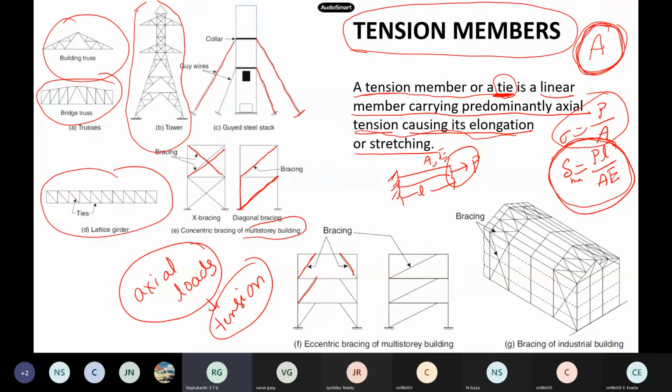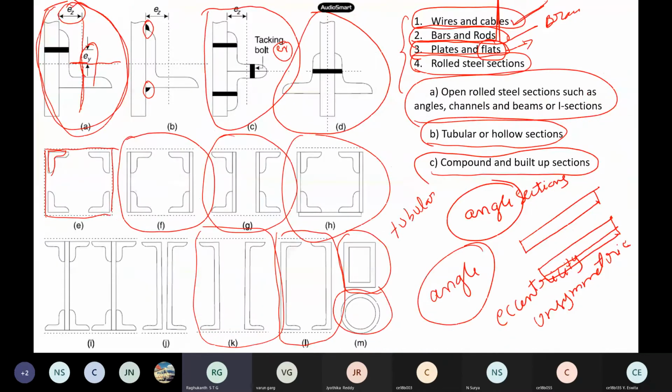So we have defined what is meant by tension member, and we have also mentioned that nowadays, in trusses and others, they will be using these types of connections. Angle sections are widely used. In the olden days, flats were there, but now angle sections are used. Of course, apart from that, they are even using I sections.